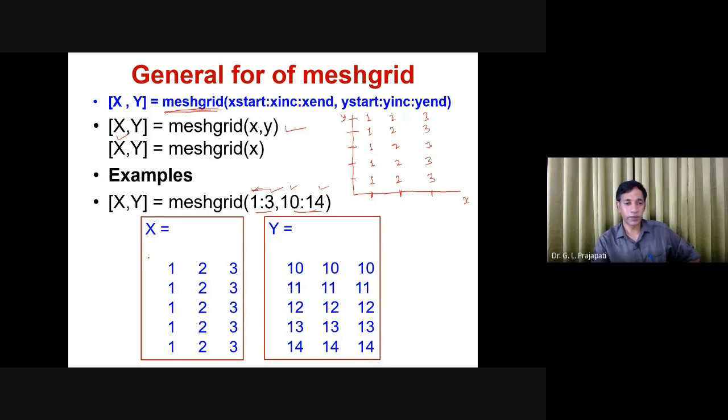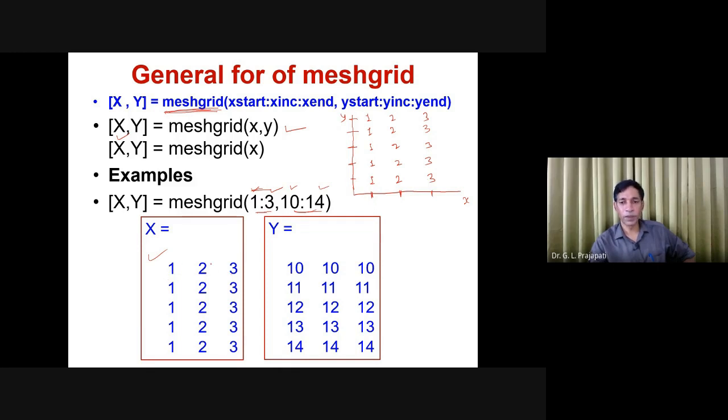So this is the x. 1, 2, 3, 1, 2, 3, 1, 2, 3. Same values, but how many rows? 5. So this is the x value. So this is the 2 dimension, 2D. Okay. So 5 rows and 3 columns.